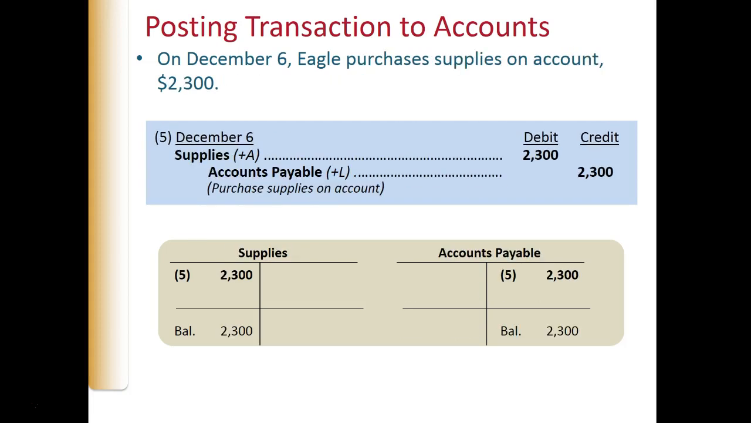Next, we've got Eagle purchases supplies on account, $2,300. Our supplies, which is an asset, increases. Our accounts payable, which is a liability, increases. You see number 5, we debited supplies. Accounts payable, we credited accounts payable.